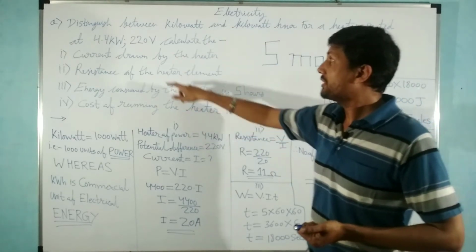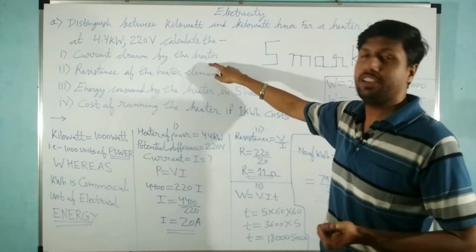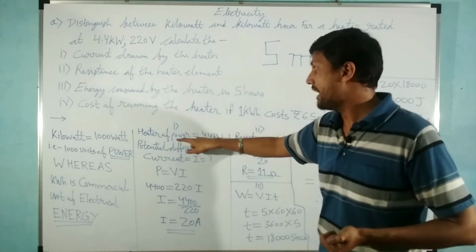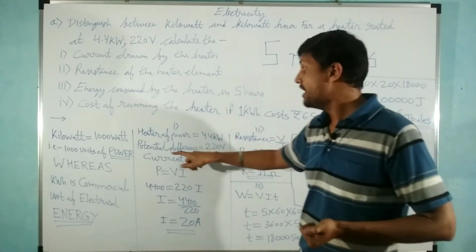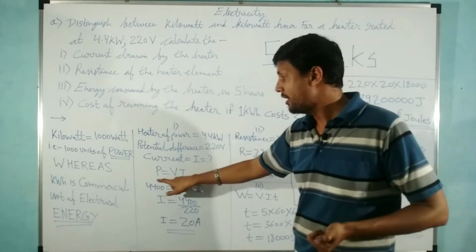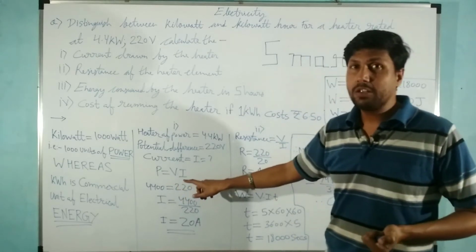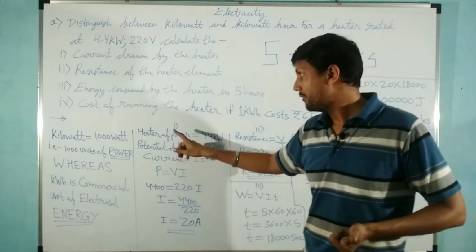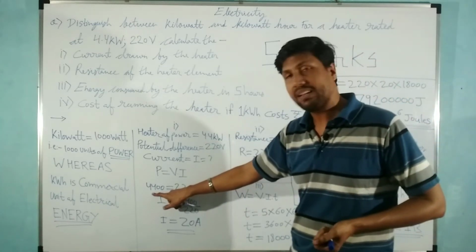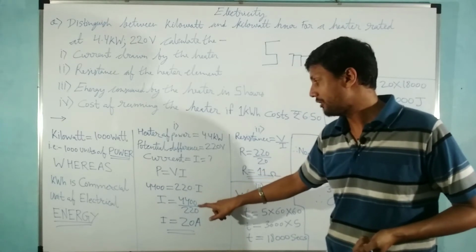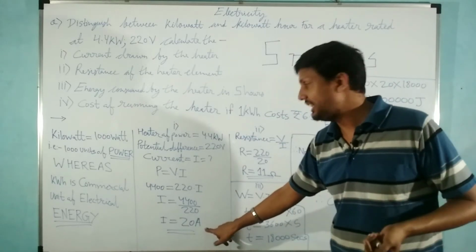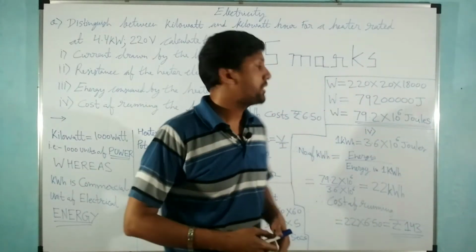Now the numerical: the current drawn by the heater. We have to find I. We know the heater has the power of 4.4 kilowatt and the potential difference is 220 volt. We know that power is equal to potential difference into current. I converted 4.4 kilowatt to watt, so 4400 watts is equal to 220 volts into current. So 20 ampere of current will be drawn by the heater. That is the first part.